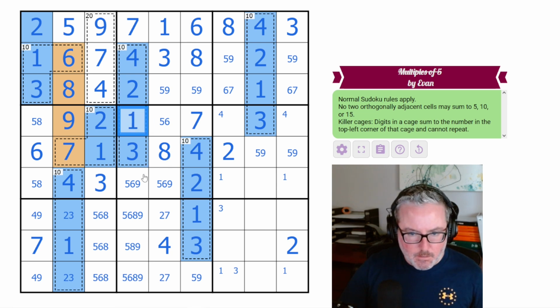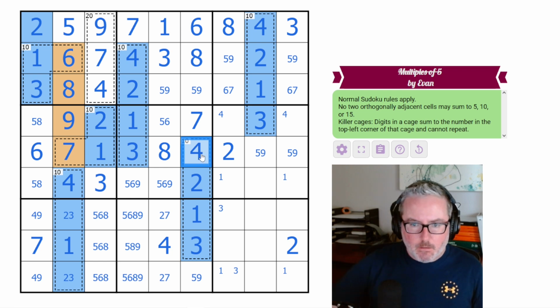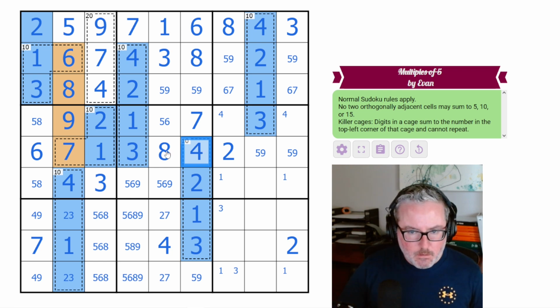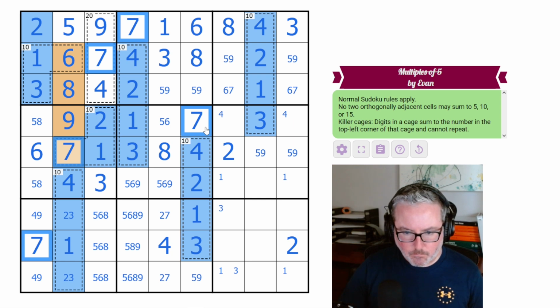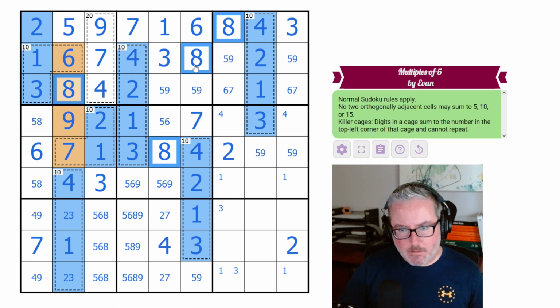Again, I don't see another negative constraint just yet. Can we go any further with 7s or 8s? Let's think about it. Don't see anything on the 7s.